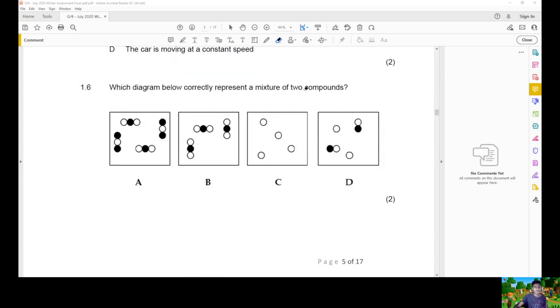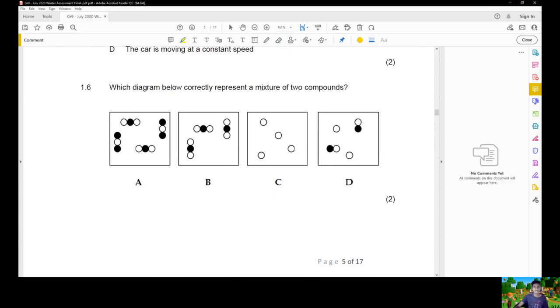So the question says, which diagram below correctly represents a mixture of two compounds? There are two technical science words here that we need to be familiar with, a mixture and a compound. A mixture, by its definition, is where you have a substance made of different elements or compounds not chemically bonded. To show two things are not chemically bonded in a picture, there'd be a gap between them. A compound, on the other hand, is where we have different atoms or different elements that are chemically bonded.